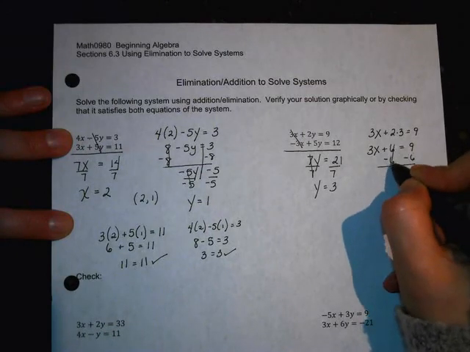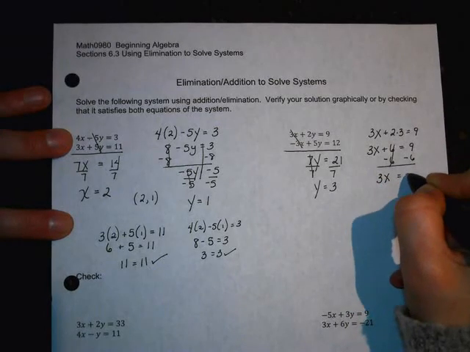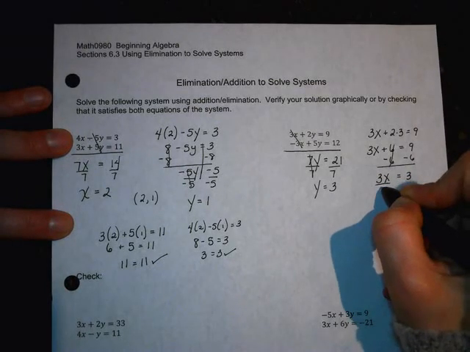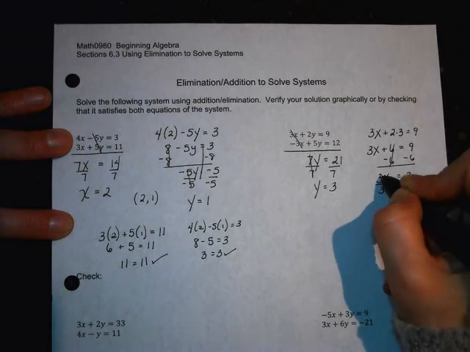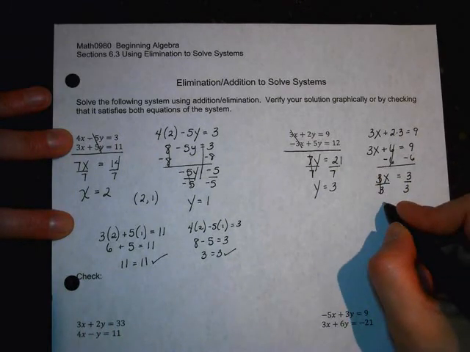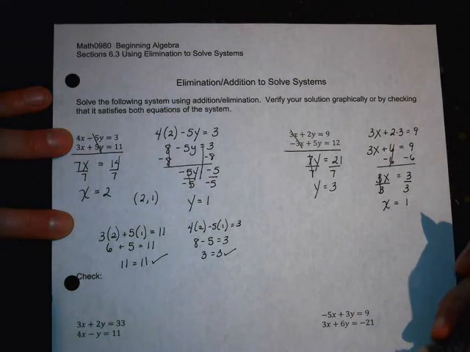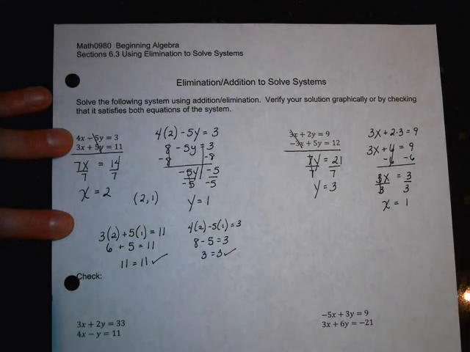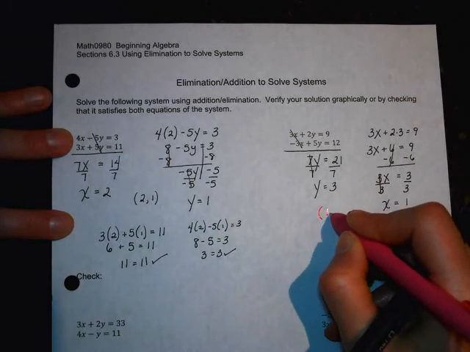So 3x equals 3, and we're going to divide. So then it looks like x is going to equal 1. So my ordered pair, right? We need this as an ordered pair. So the ordered pair is 1, 3. That's what you would write on the solution line.